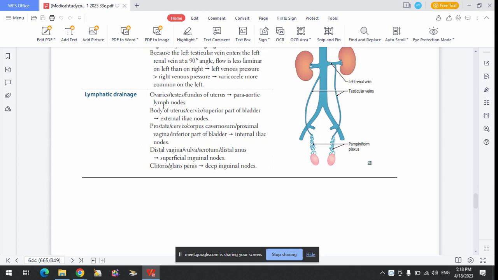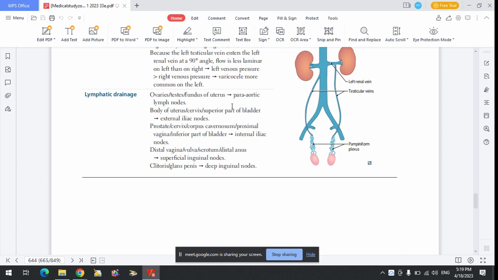For the lymphatic drainage, guys, you have to pay attention to this. You have to pay attention, especially this number one. You can see it in your exam. Now, I will give you the way I learned it. You have to know that the gonads. So you have to have a mental picture of everything.